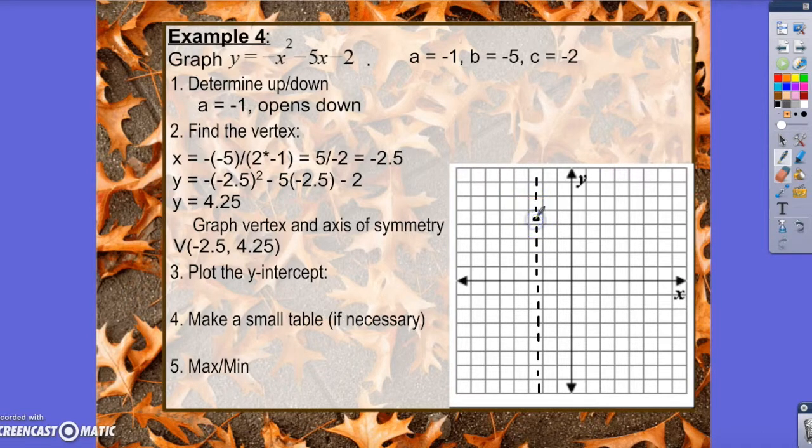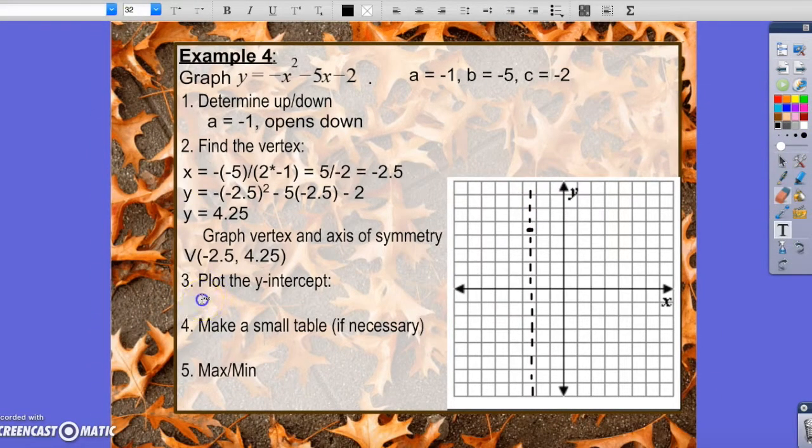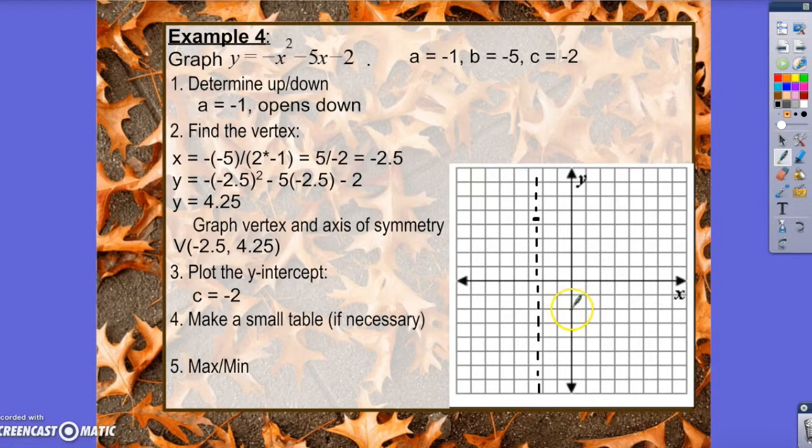All right. Now, plot the y-intercept is next. My y-intercept is my c. And if we look up here, c equals -2. Now, it's the y-intercept along the y-axis, so -2 along the y-axis is here.